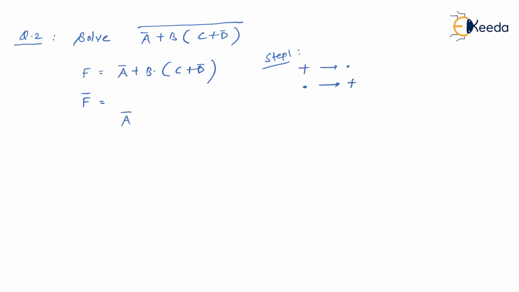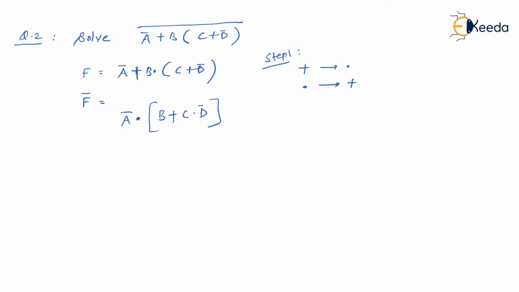So I can now write A bar as it is. Sum has to be replaced with product. The moment I get product, I'm going to put a bracket. Then B as it is. Then there is a product, I'm going to replace with sum. Then what I have is C plus D bar. So I'm going to write this as C dot D bar. I hope you are clear with that.